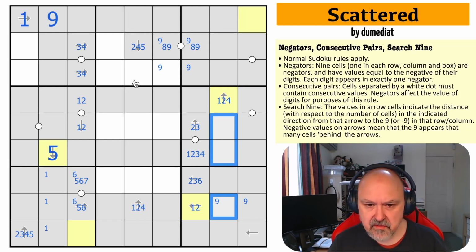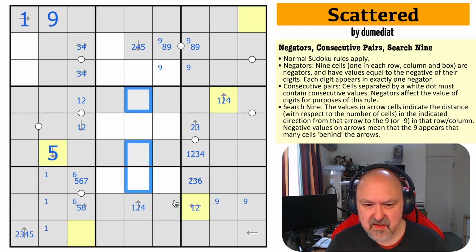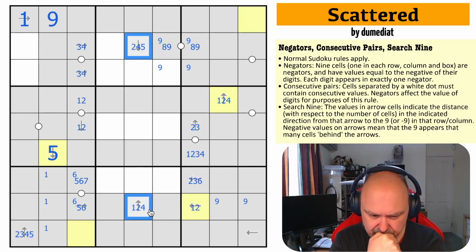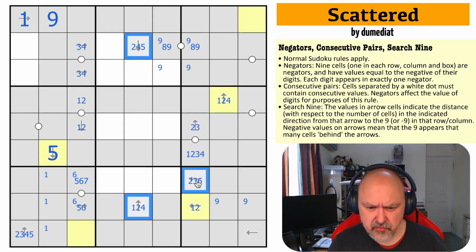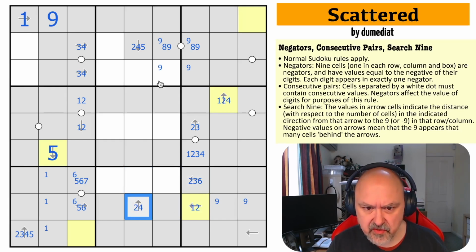So there's a 9 here, here, or here. So these sum to 6. Hang on. No, that's not it. If this is a 1, 5, 2, this can't be a 1. If this is a 1, that puts a 9 there, puts a 2 there, and that's got no fill. This is not a 1. This is not a 5. This is a 2, 4 pair, which means the 9s are in one of those two.